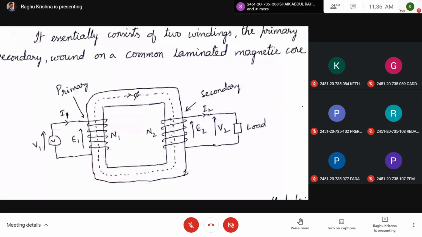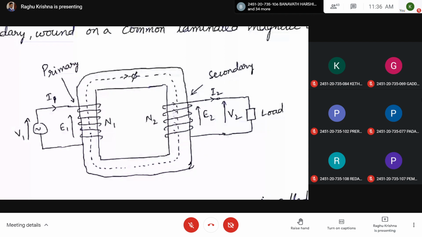So here in this schematic diagram you can see a magnetic core. In the middle you have a common magnetic core and primary winding which is connected to the supply, that is the AC source. V1 is the AC source. So to this the primary winding is connected. So the winding which is connected to the source is called primary. And on the right side you can see the secondary winding. Why it is called secondary winding means it is connected to the load. The winding which is connected to the load is called secondary winding. Now here you can see here.